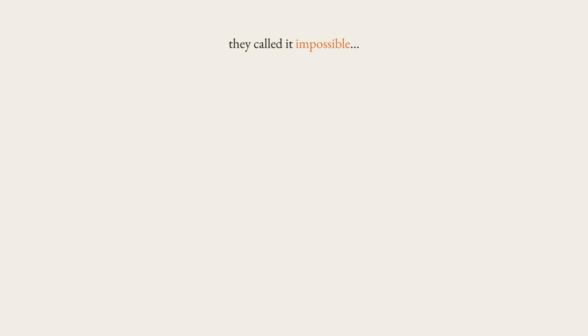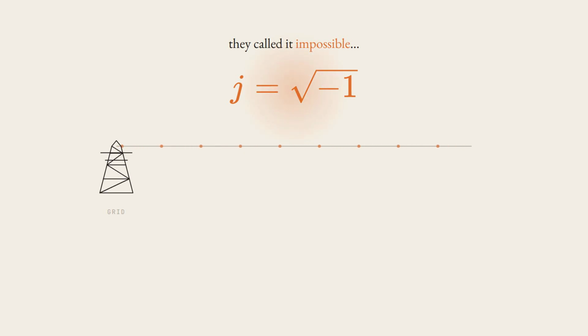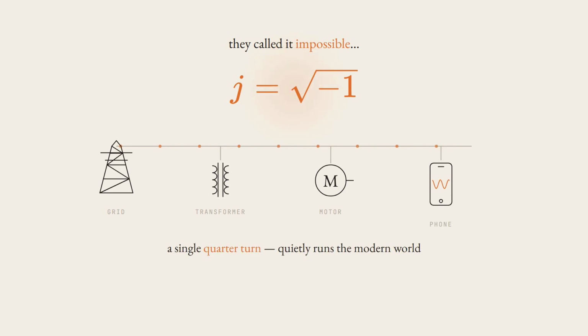Sit with that for just a second. The number they had mocked as impossible turned out to be the one thing that made the entire electrical grid solvable. And Steinmetz's trick is still exactly how every power grid, every transformer, and every electric motor on Earth is designed today. Your phone does the very same thing, thousands of times a second. A number that was one small step off the road, a single quarter turn, quietly runs the modern world. That is J. Not imaginary at all.